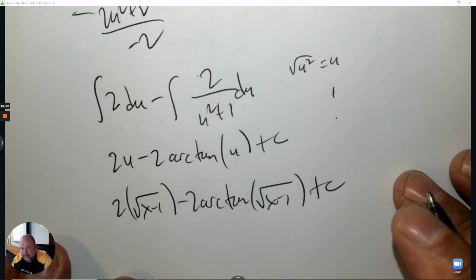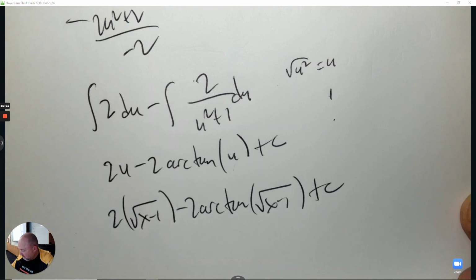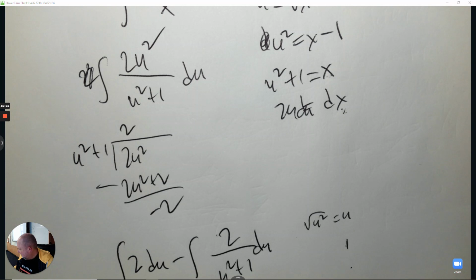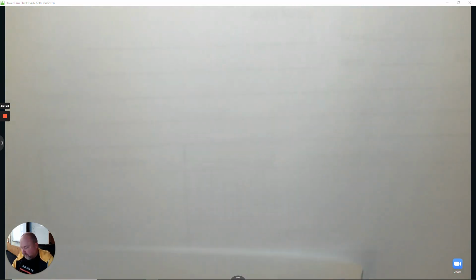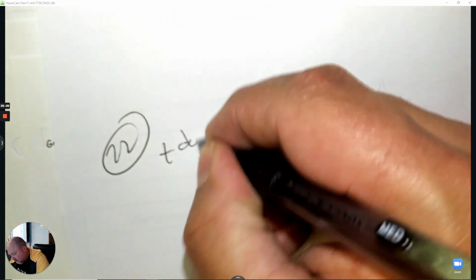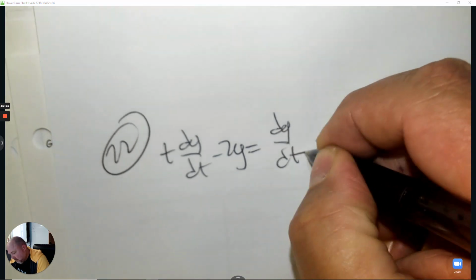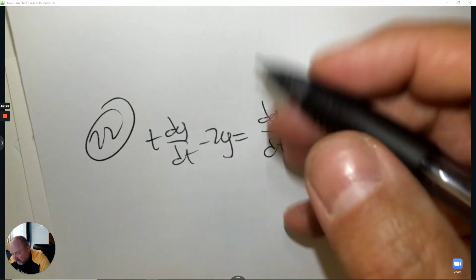And you did it. A little U substitution, inverse trig. Pretty good. Pretty good. 22. We're almost there. Find a general solution of this. So we want the y's on one side.